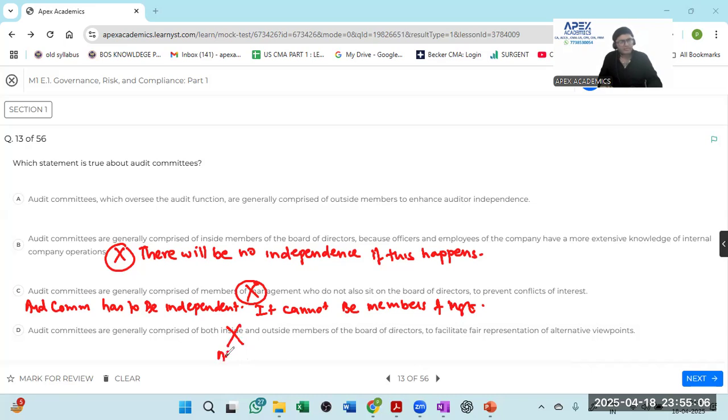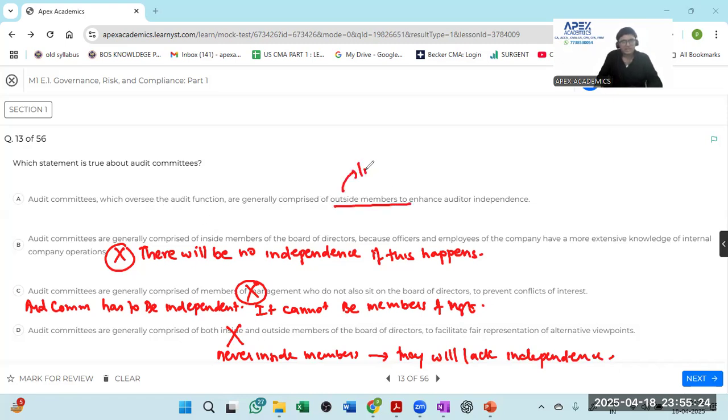Sir, never. Never inside members. Sir, why? They will lack independence. Outside members, yes, they are independent directors, also known as non-executive directors. The answer is 13A. What is the answer? 13A. All right.